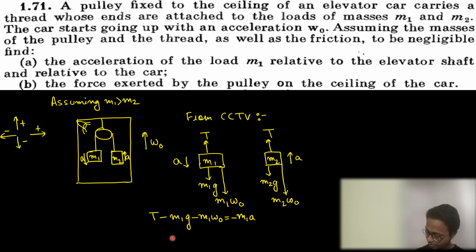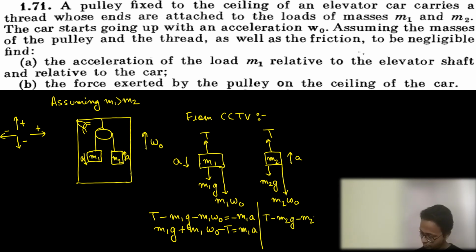If I multiply the entire equation, the left hand side by -1 and the right hand side by -1, what do I get? M1G plus M1 omega naught minus T is equal to M1A. These two equations are the same thing. Now if I write the equation of the second body, what do I get? T minus M2G minus M2 omega naught is equal to M2A. Now this is our equation 1, this is our equation 2.